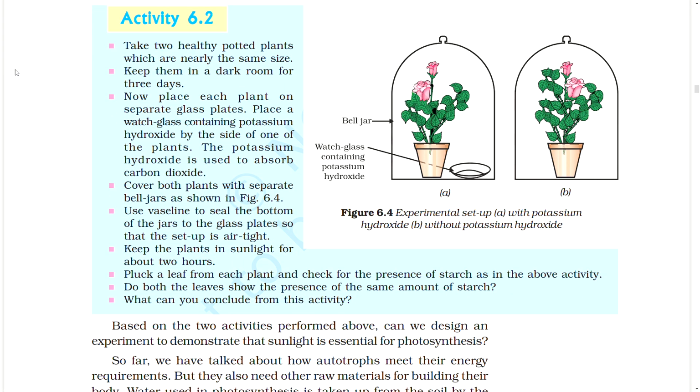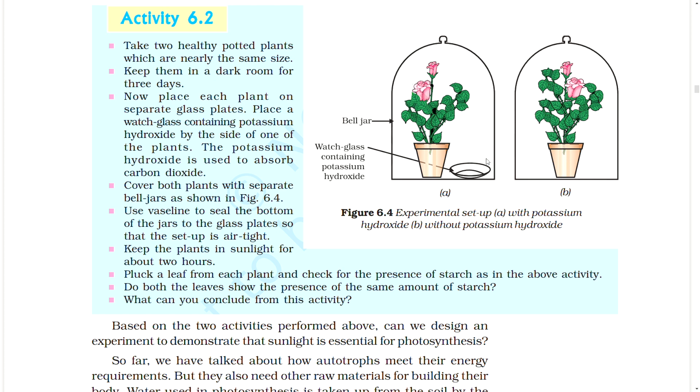Activity: take 2 healthy potted plants which are nearly the same size. Keep them in a dark room for 3 days. Now place each plant on a separate glass plate. Place a watch glass containing potassium hydroxide by the side of one of the plants. The potassium hydroxide is used to absorb carbon dioxide. Cover both plants with separate bell jars as shown in the figure. Use Vaseline to seal the bottom of the jar to the glass plate so that the setup is airtight.